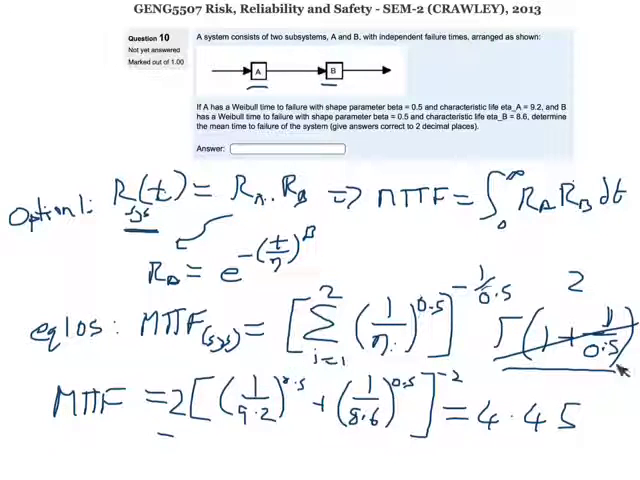This equation here only works if we've got a series set of components or subsystems, and they have to be Weibull distributed, otherwise you don't have your eta and your beta, which I've now replaced with 0.5, and you also must have that beta is consistent across both subcomponents, otherwise you can't use it, and you have to use this other method of finding the overall system reliability and then taking the integral between 0 and infinity. So I hope that helps, and I'll see you in the next one.